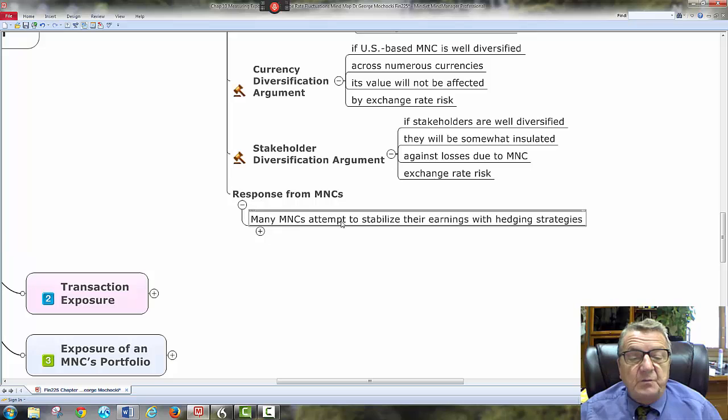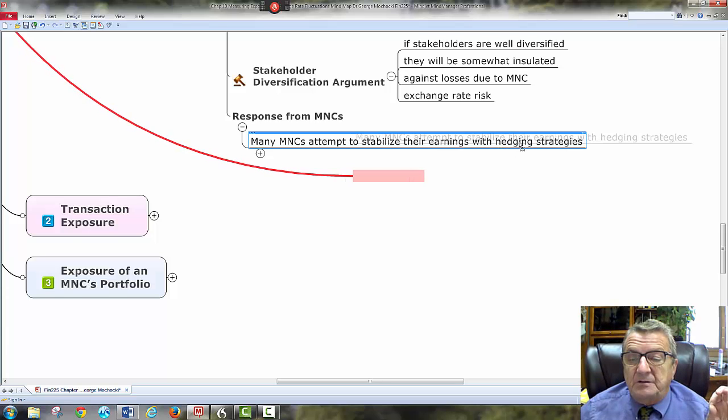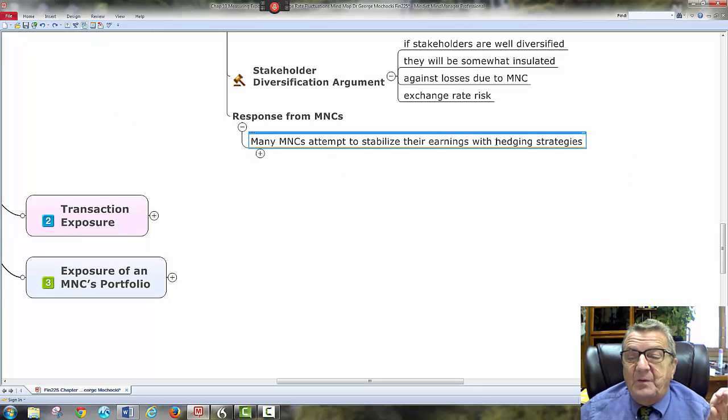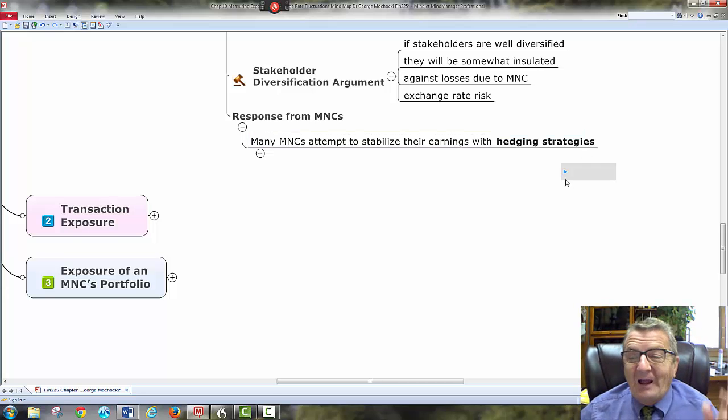Okay, so now here are some responses. Many MNCs attempt to stabilize their earnings with hedge strategies. Okay, let's just do this with hedge strategies. I'm sorry, let me go back here. We're live here, so remember, as I'm doing this, I'm working on this, recording this, and talking just like I'll be in the classroom. I have to adjust this.